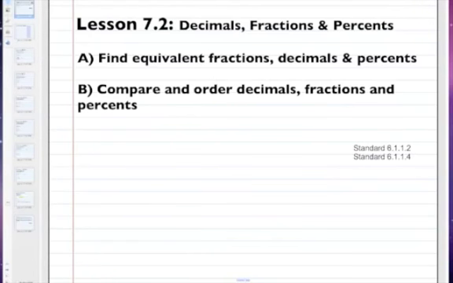Tonight we're doing the second lesson of Unit 7, which has us working with decimals, fractions, and percents. Our two objectives are to be able to find equivalent fractions and also compare and order decimals, fractions, and percents. So let's go ahead and get started.